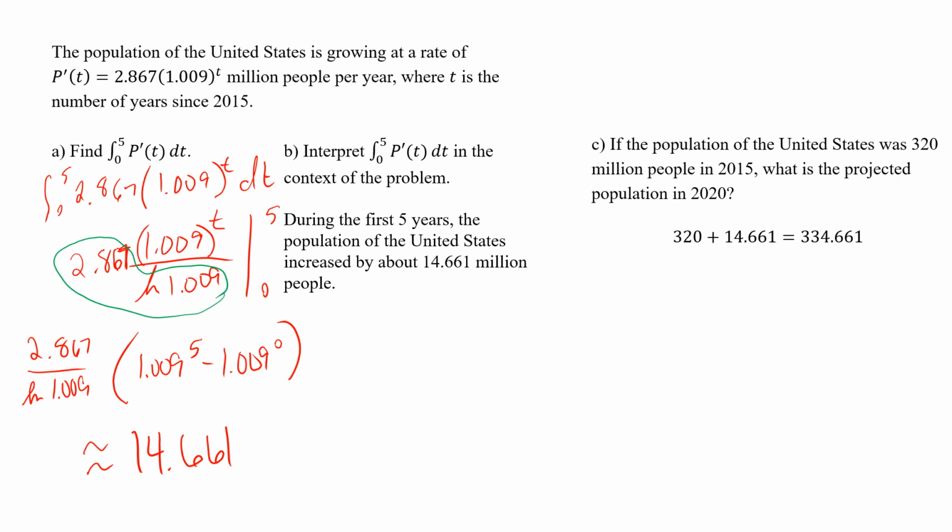And then make sure you answer in the context of the problem. Context means I should be able to read your answer and know what the problem was asking. So there are projected to be about 334.661 million people in the United States in 2020. And so that would be a context type of problem.